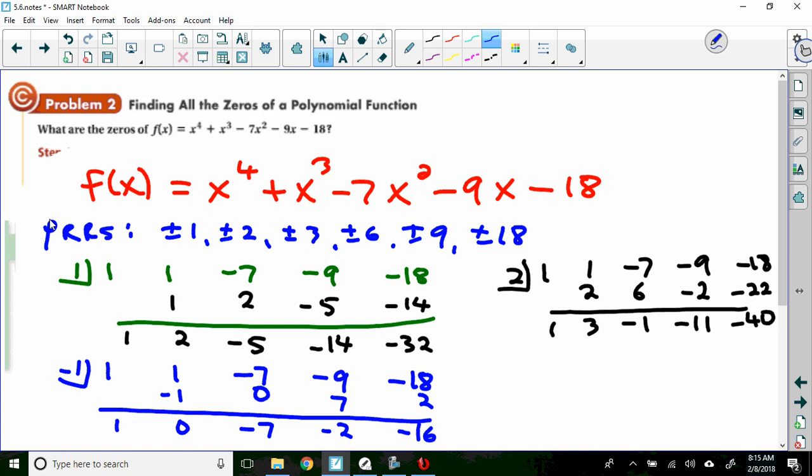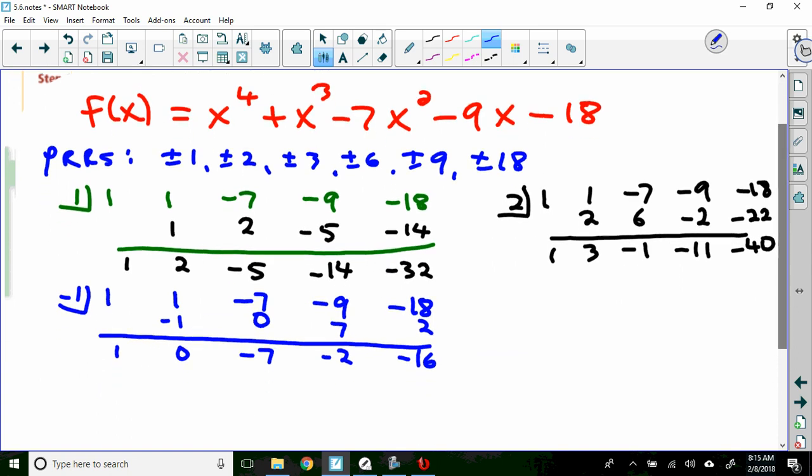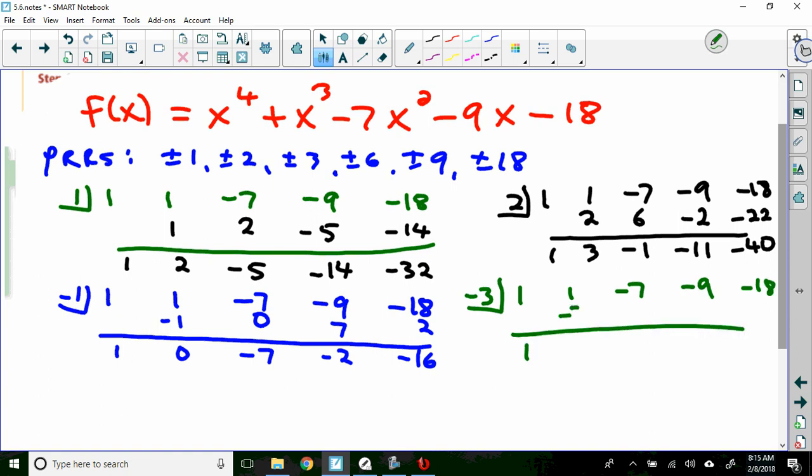-2 next. You want to try -3? Okay. Let's see what happens when we try -3. So we got 1, 1, -7, -9, -18. Here we go. 1, -3, -2. There's 6, -1. There's 3. There's -6. Hey, look at that! Awesome. Good call on -3. Nice. -3 works.